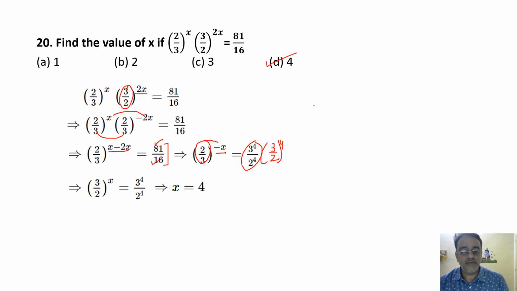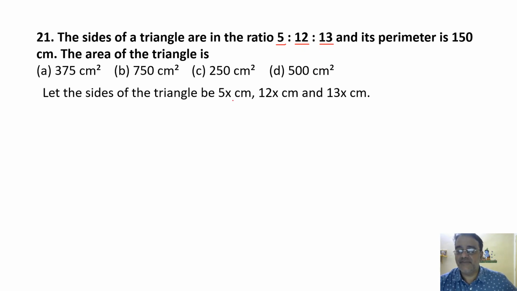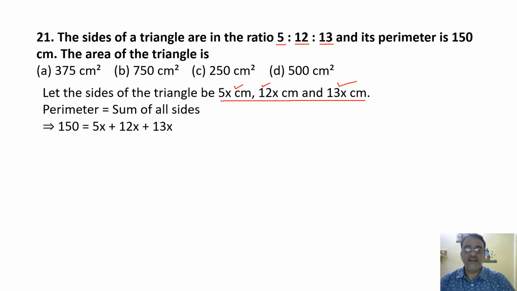Right. So now we are moving toward question number 21. The sides of a triangle are in the ratio 5:12:13, and its perimeter is 150 centimeter. The area of the triangle is dash. So first of all, the ratio of the sides is given, so we'll take 5x, 12x, 13x. Right, and the perimeter is given 150. So sum of these three sides, देखो 5x plus 12x 17x plus 13x 30x. Okay, 30x is equal to 150. So x is equal to 5.